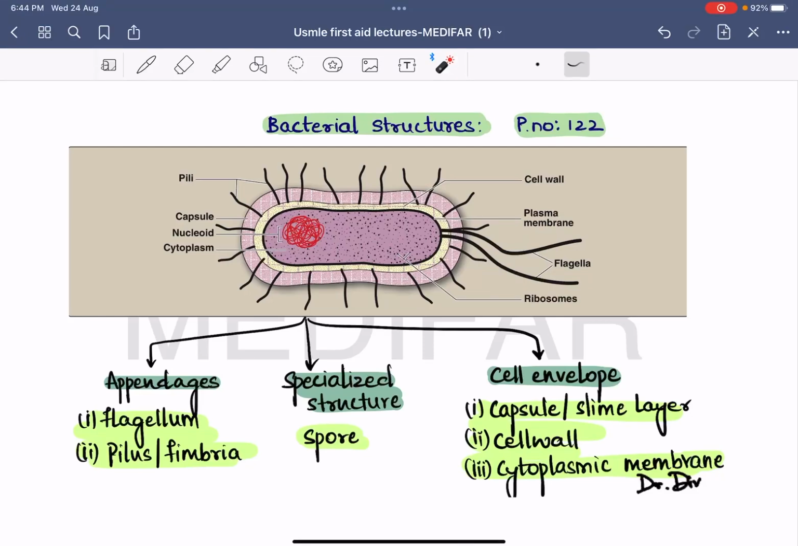Welcome to Medifa USMLE First Aid lectures, microbiology. Today the topic is bacterial structures. See, this image is showing you the generalized bacterial structure.